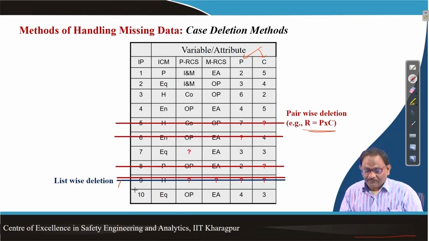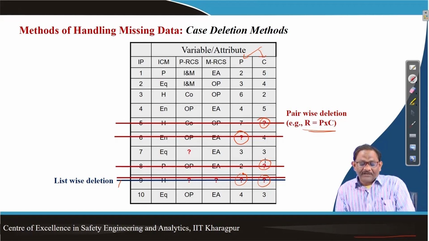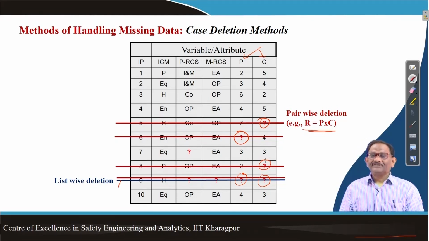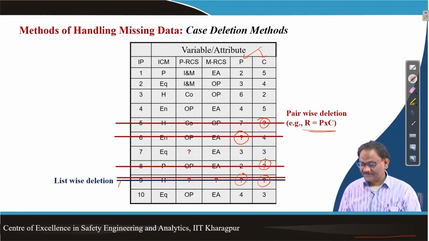Then if you want a complete data set, here for C, data is missing. In the sixth incident, P data is missing. For the 8th one, again C is missing, and for the 9th one, both P and C are missing. So if you want a complete data set, then pairwise deletion means these 4 observations need to be deleted. Out of 10, you are deleting 4, so you are left with only 6 data sets.